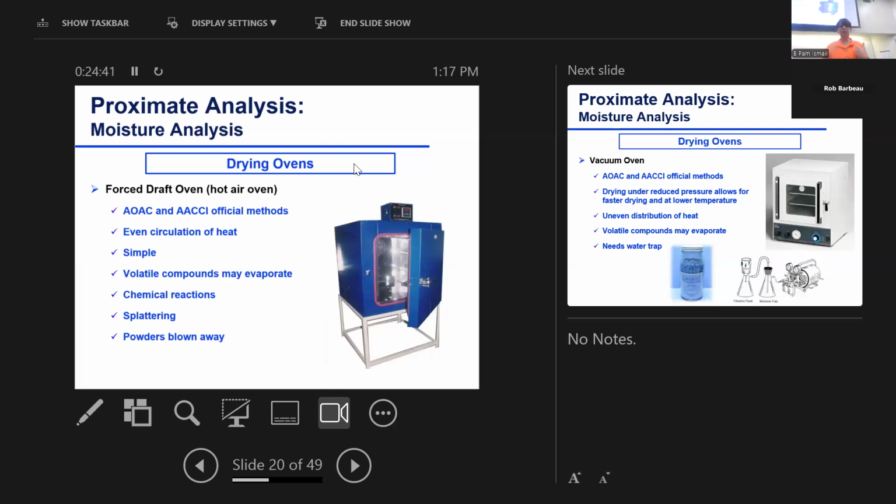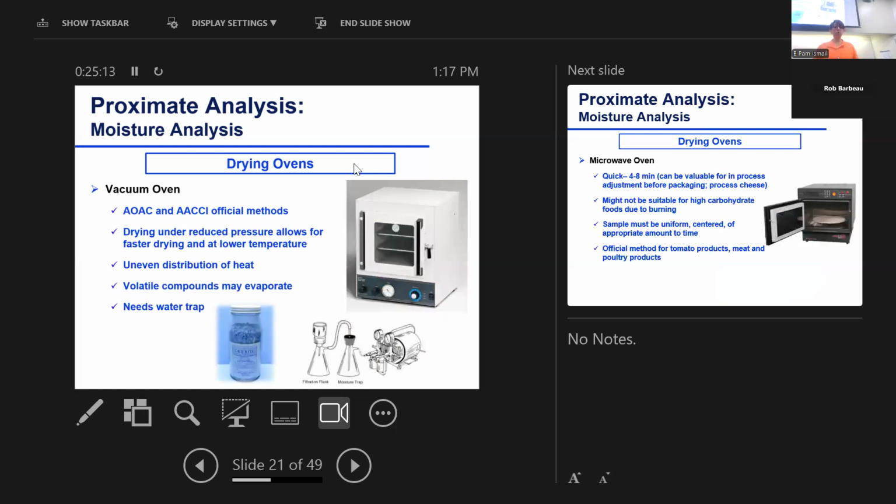Disadvantages: volatile compounds may evaporate. High temperature time combinations cause chemical reactions, splattering for liquid samples, and powders blown away. And that's why we have precautions for all of these disadvantages, with the exception of volatiles, where there's not much you can do about it. And sometimes you do get chemical reactions despite your temperature time combination adjustments.